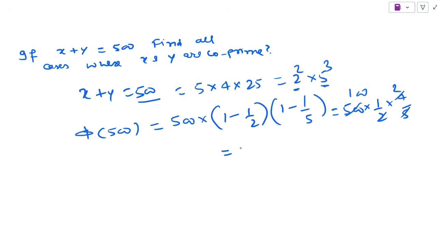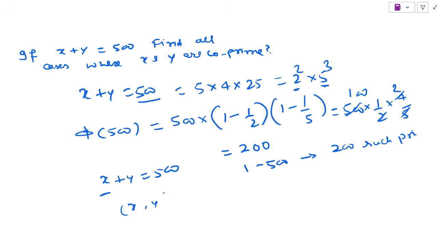So how many such numbers will be there between x plus y equal to 500? So from 1 to 500, in between there will be 200 such numbers which are prime with what? 500, right? There will be 200 such numbers which will be prime with 500. And if those numbers are used in place of x, we will get x, y co-prime pairs, right? And that is my answer. 200 such cases of x and y are possible.